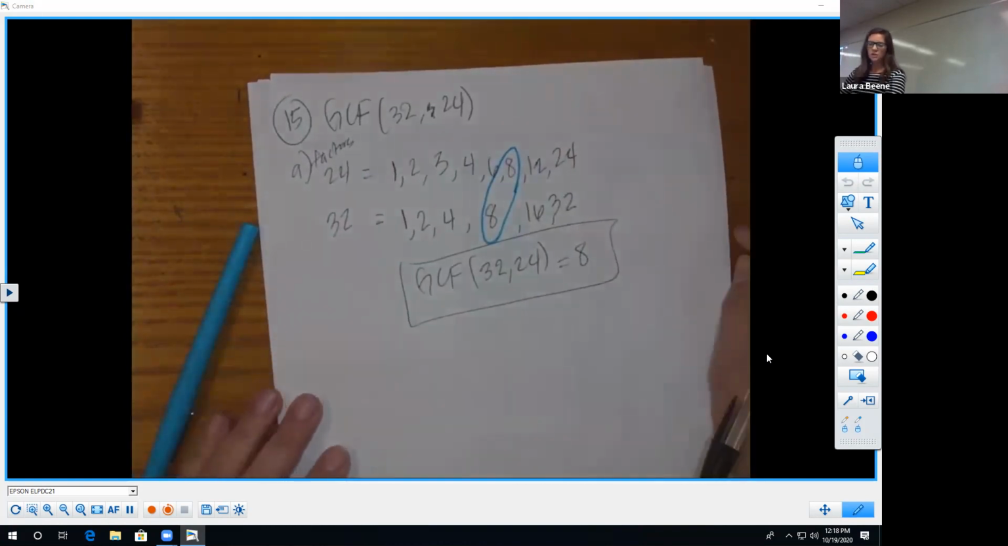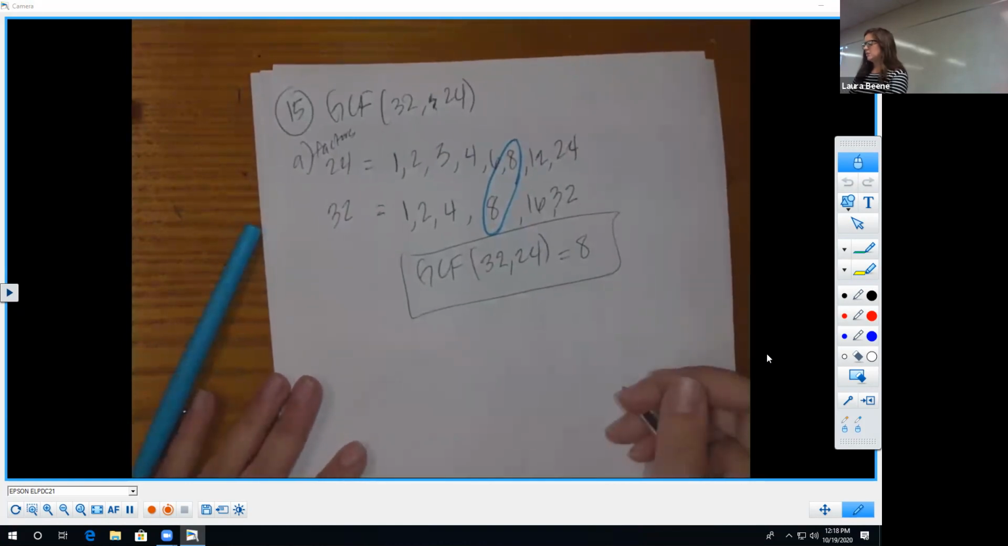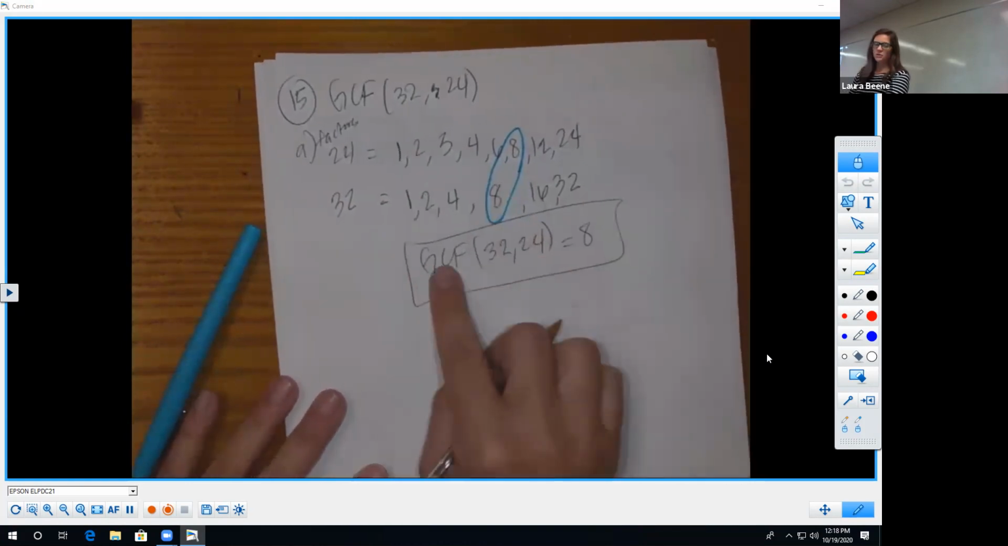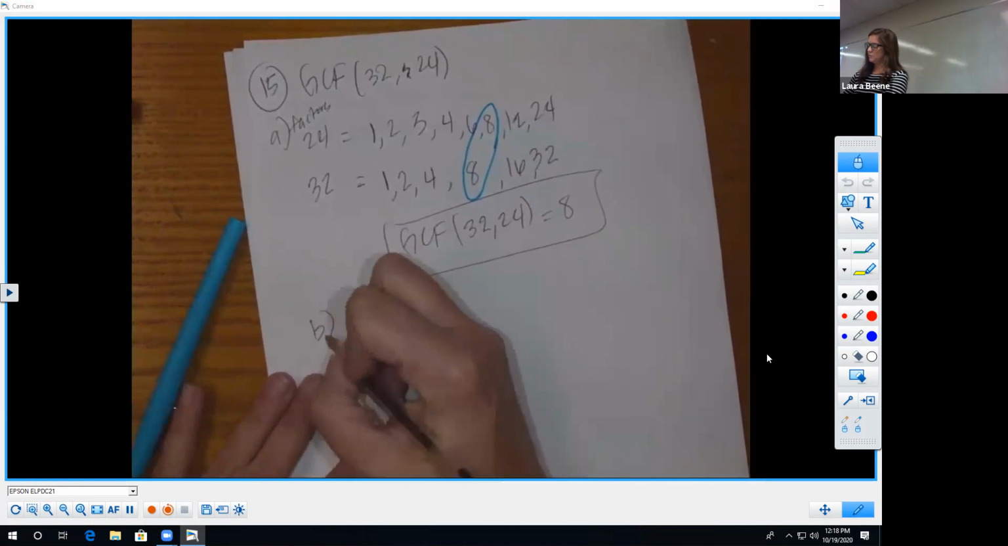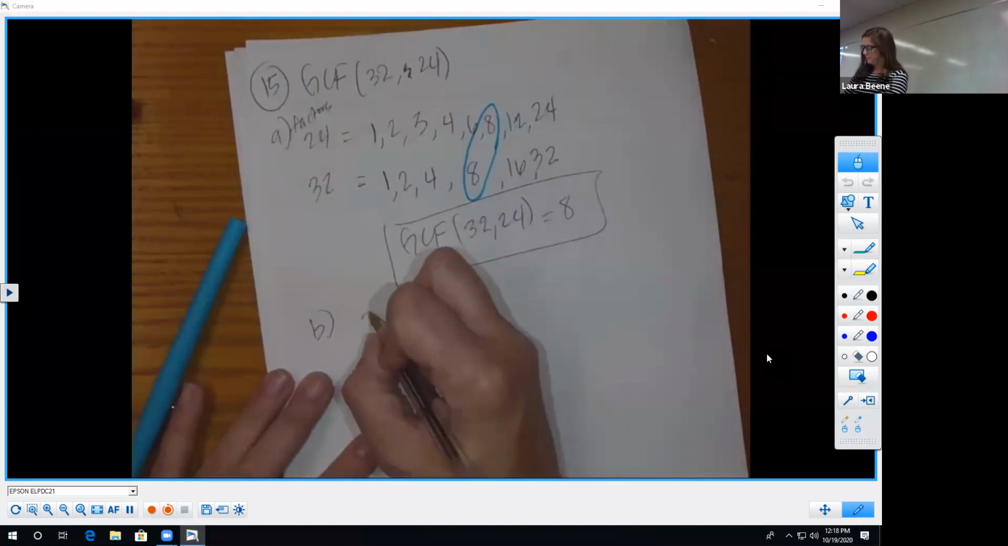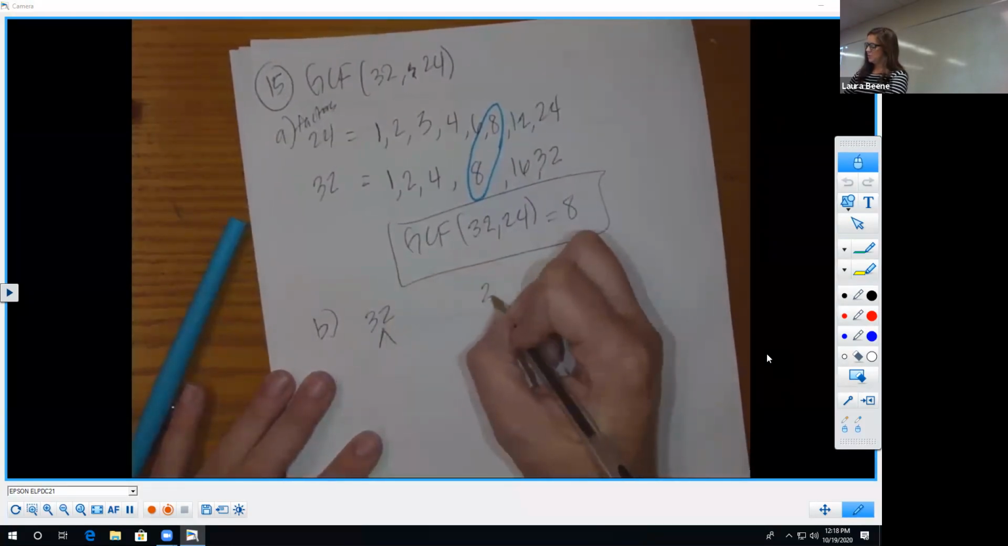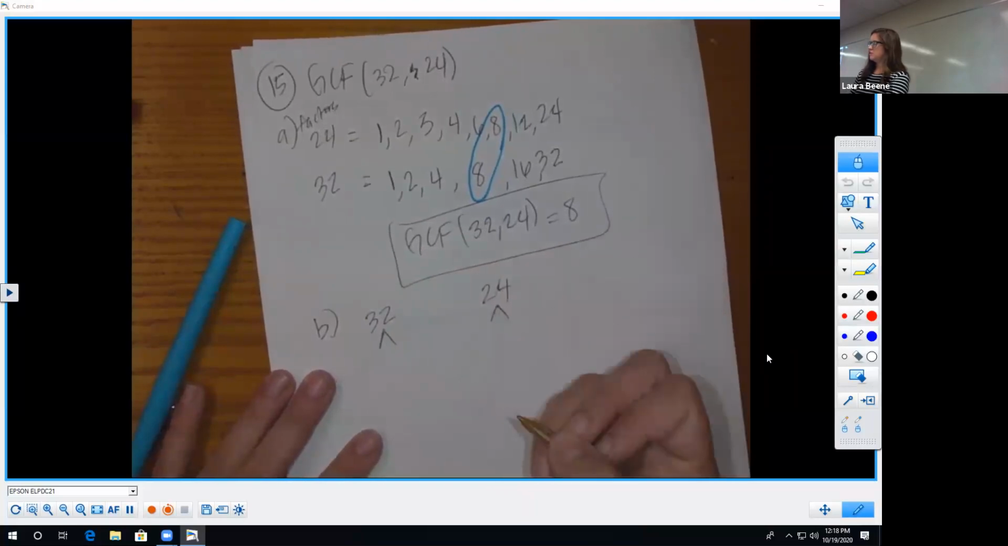So that's one way to show the greatest common factor. That's actually kind of the longer way, depending on how many factors you have. The shorter way is to use prime factorization. So we break down our two numbers into the factor tree, the prime factors.